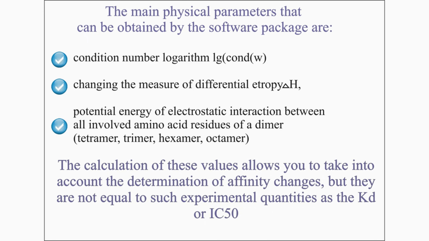The main physical parameters that can be obtained by the software package are the condition number logarithm, the change in the measure of differential entropy, and the potential energy of electrostatic interaction between all involved amino acid residues of a dimer. The calculation of these values allows you to take into account the determination of affinity changes, but they are not equal to such experimental quantities as the dissociation constant and IC50.